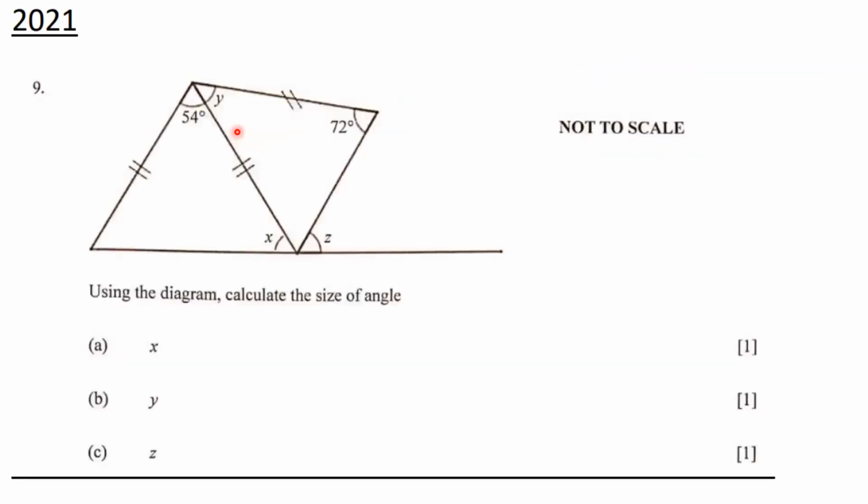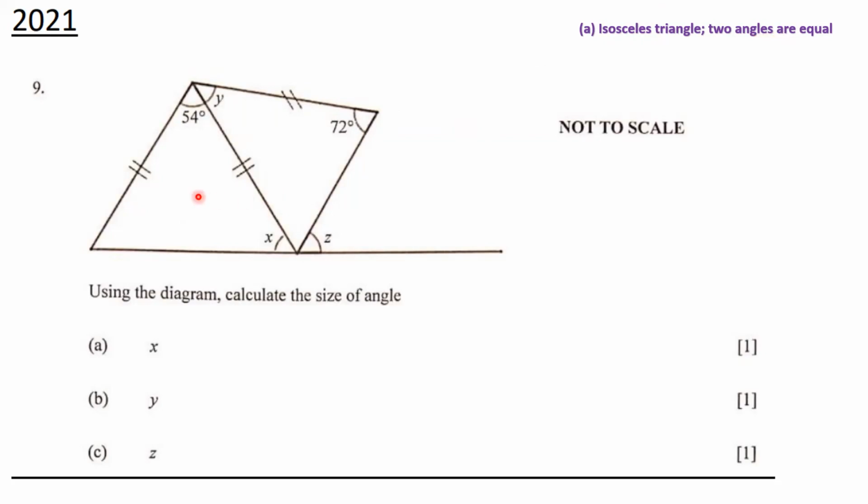It says, using the diagram, calculate the size of angle X. Now, if we look at angle X, there's a very important rule that we could use. Angle X is the interior angle of a triangle. And if we look carefully at the triangle itself, we notice that it's actually an isosceles triangle. And remember the rule for an isosceles triangle: if it is an isosceles triangle, that means that 2 of its angles are going to be equal.